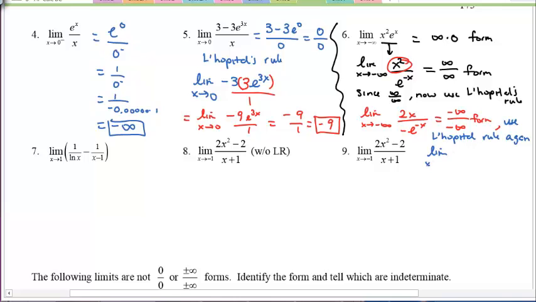I'm running out of space. The derivative of 2x is just 2. And the derivative of negative e to the negative x, well, that's just, I think, positive e to the negative x. And so now if I were to plug in negative infinity, I get 2 over infinity, and that equals 0. So all this work to show that this limit equals 0.